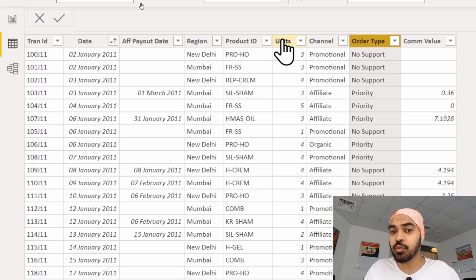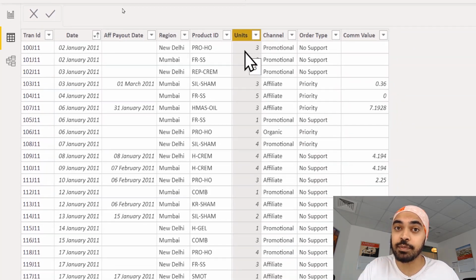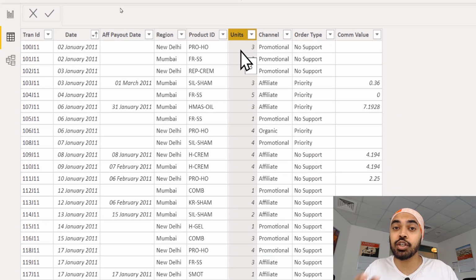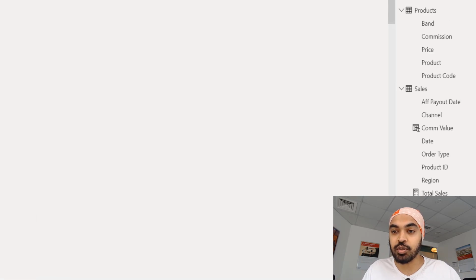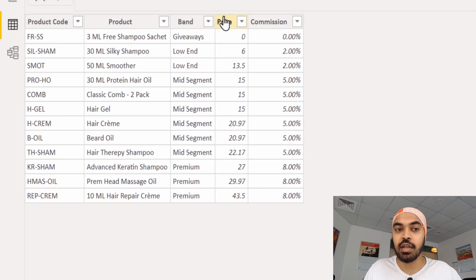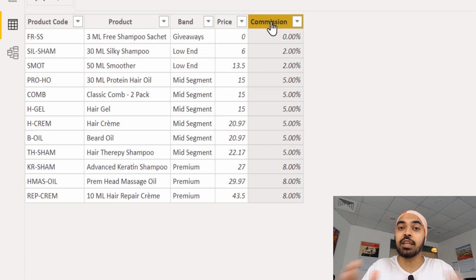You can see that we have the units right here, but we don't really have the price of the product, nor do we have the commission percentage. Both these columns are there in the products table. If I go over and take a look at the products table, we have the price and we have the commission, and using these two columns, I should be able to calculate the commission.